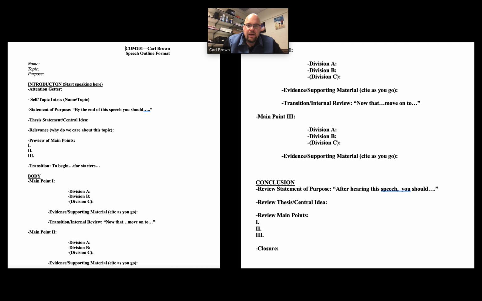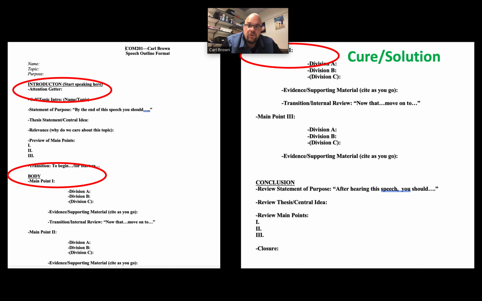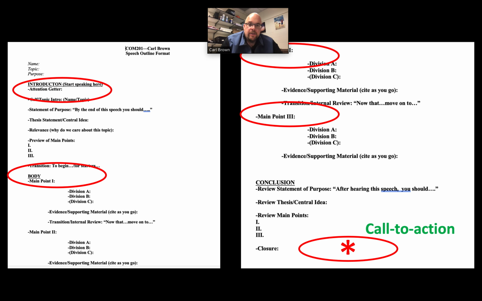Here is the outline that I use in class, and we've got copies of this in the speech lab. But for my students especially, here's how Monroe's will fit in this outline. So the attention step is just the attention getter. They still need the other parts there of the introduction, but start with the attention getter like we always do. Then main point 1 will be the need. Main point 2, the cure. Main point 3, visualization. And then down here, your call to action is the last thing you should say.